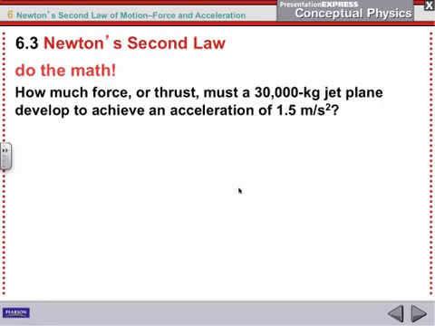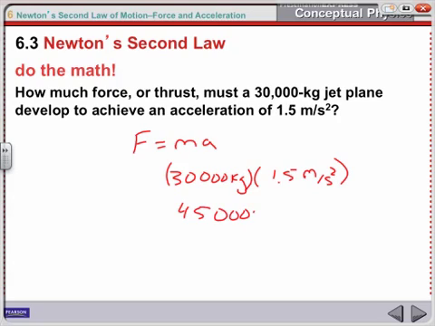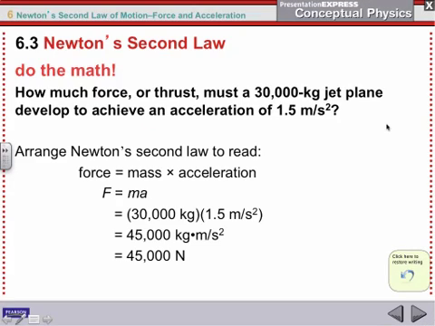How much force or thrust must a 30,000 kilogram jet plane develop to achieve an acceleration of 1.5 meters per second squared? So once again, F equals ma, mass 30,000 kilograms, 1.5 meters per second squared. Pretty simple math. 45,000, whoops, too many zeros, newtons. Oh, look, they got the right answer. All right, good for them.